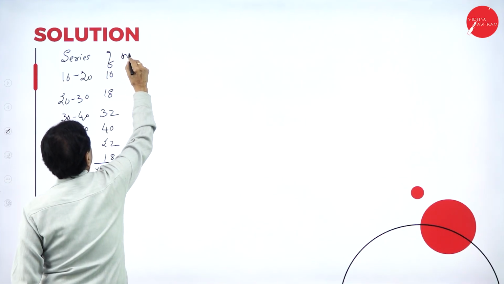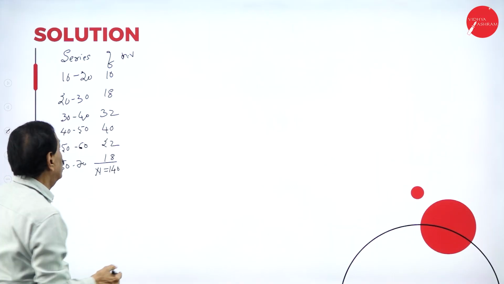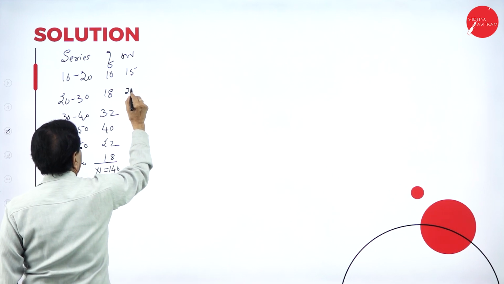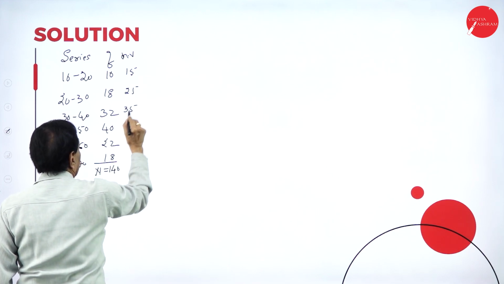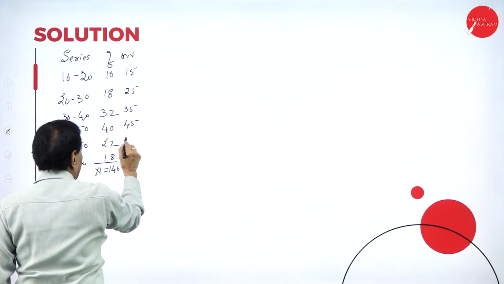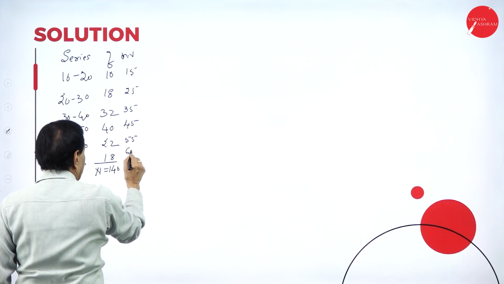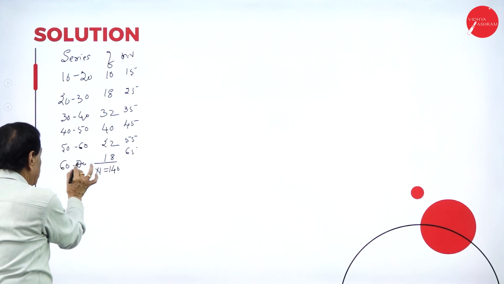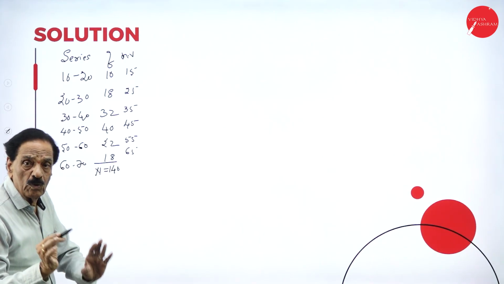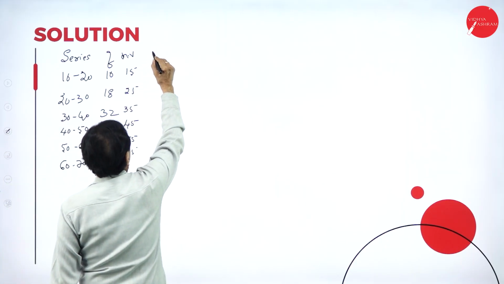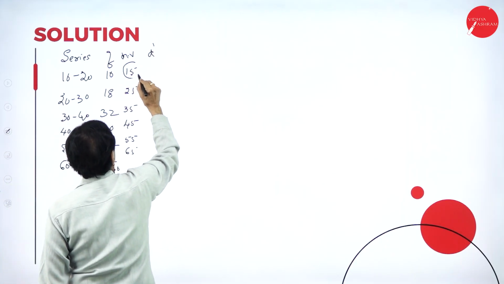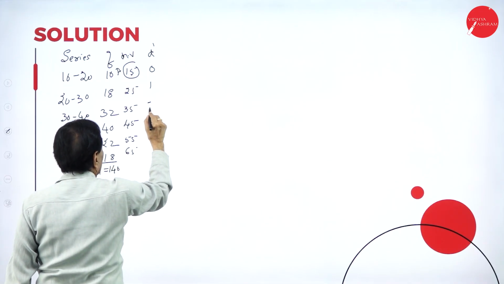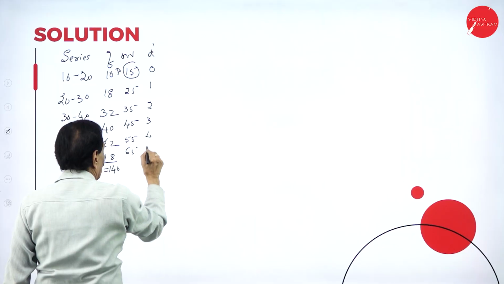Mid value: 10 plus 20 is 30, divided by 2 is 15. With a difference of 10, the mid values are 15, 25, 35, 45, 55, 65. For the last, 60 plus 70 is 130, divided by 2 is 65. Next step, d dash. Assume the first number as 0: 0, 1, 2, 3, 4, 5.